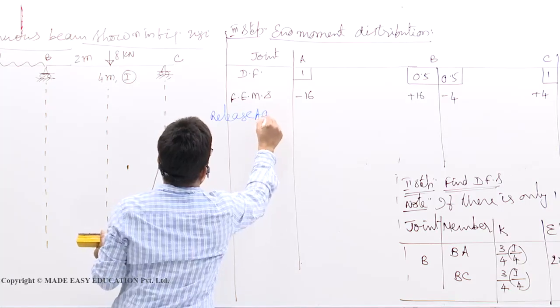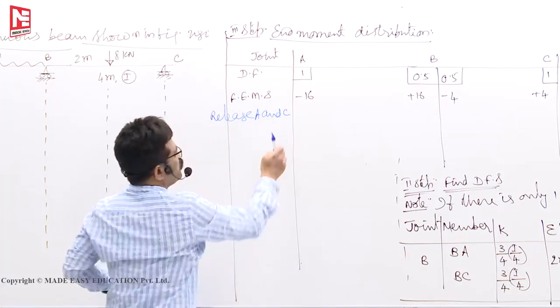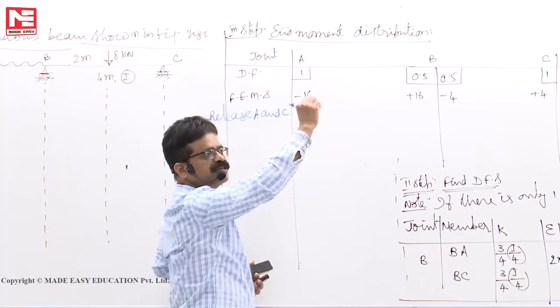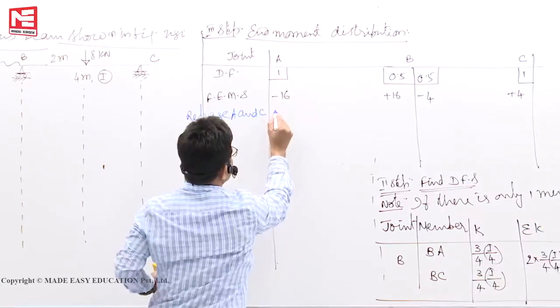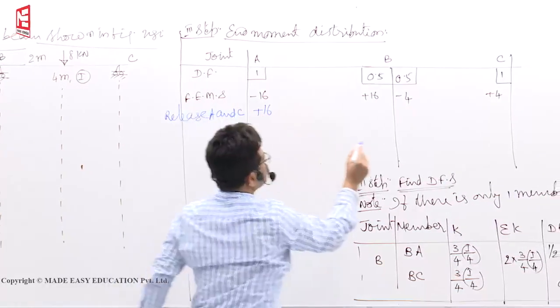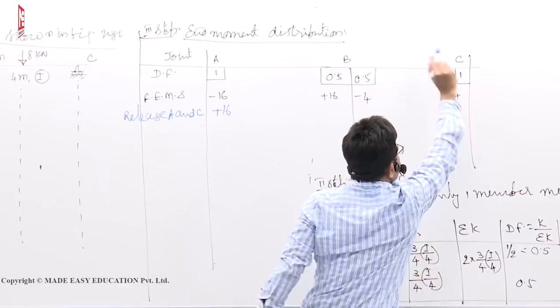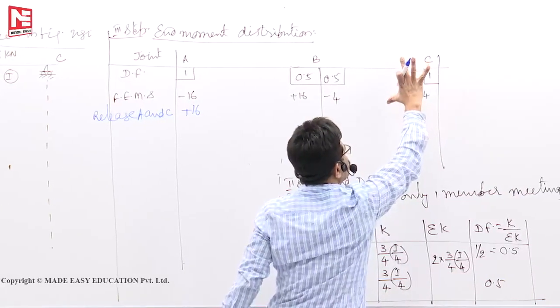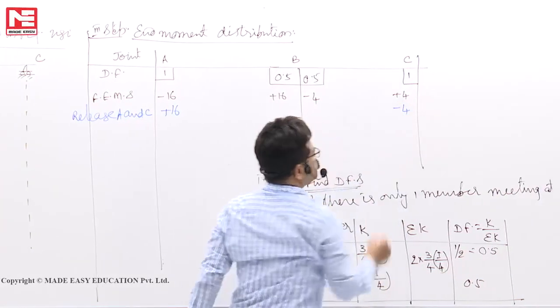Release A and C. This is minus 16 to fix it. Now release. That means plus 16 you apply. Here plus 4 is to fix it. Now release this one, minus 4.